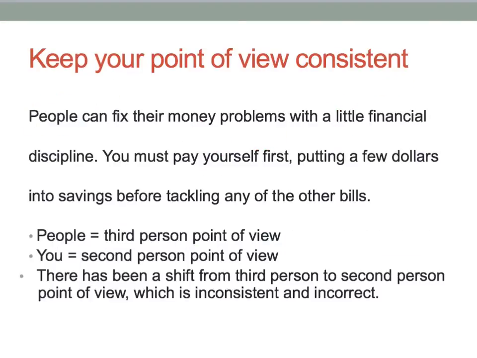Okay, let's see if you can find the inconsistent point of view in these two sentences right here. People can fix their money problems with a little financial discipline. You must pay yourself first, putting a few dollars into savings before tackling any of the other bills. The first part starts out okay. We have people, that's a third person reference, and then we have "their," referring back to people. That's also a third person reference as well. So far so good.